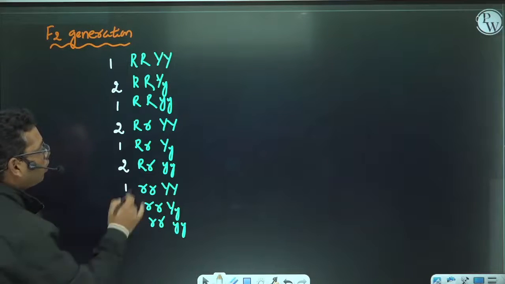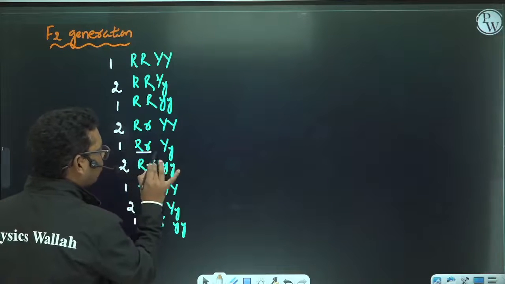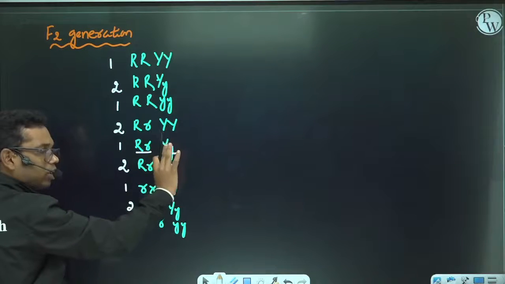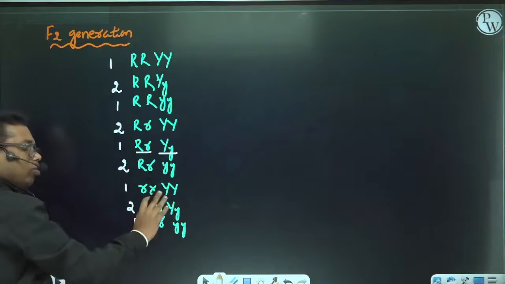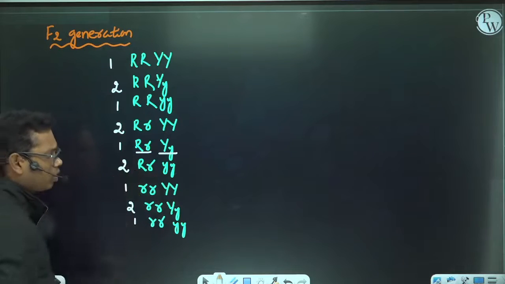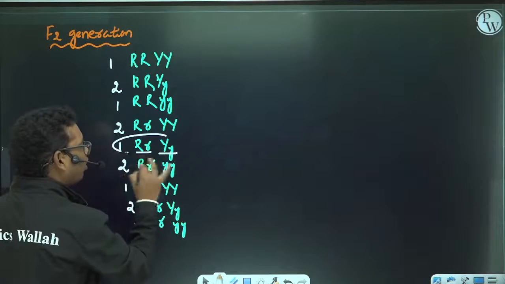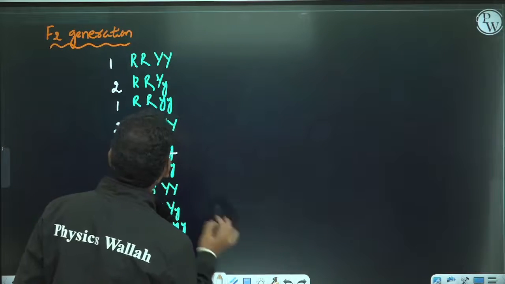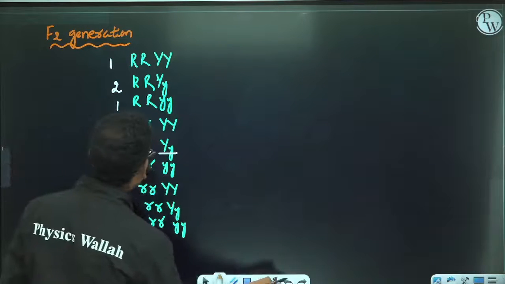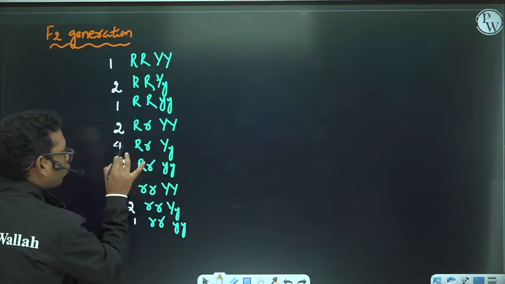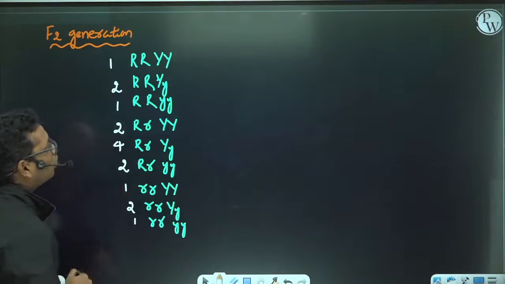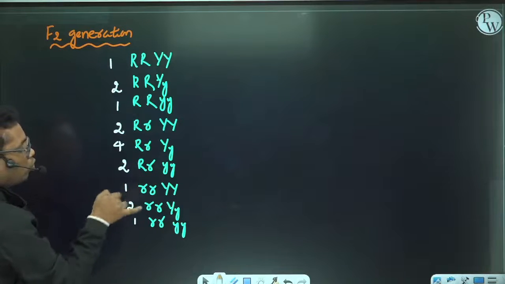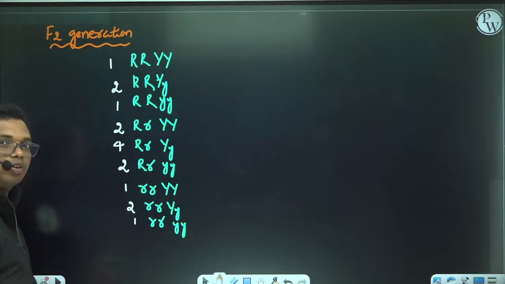Okay, and this one is dihybrid, this is one hybrid, this is another hybrid, so this is the only dihybrid case. Otherwise, in other cases, either homozygous or monohybrid case is present, but this is the only case where dihybrid condition is present. For this one you have to write 4. That means the ratio will be 1 to 2 to 1 to 2 to 4 to 2 to 1 to 2 to 1.